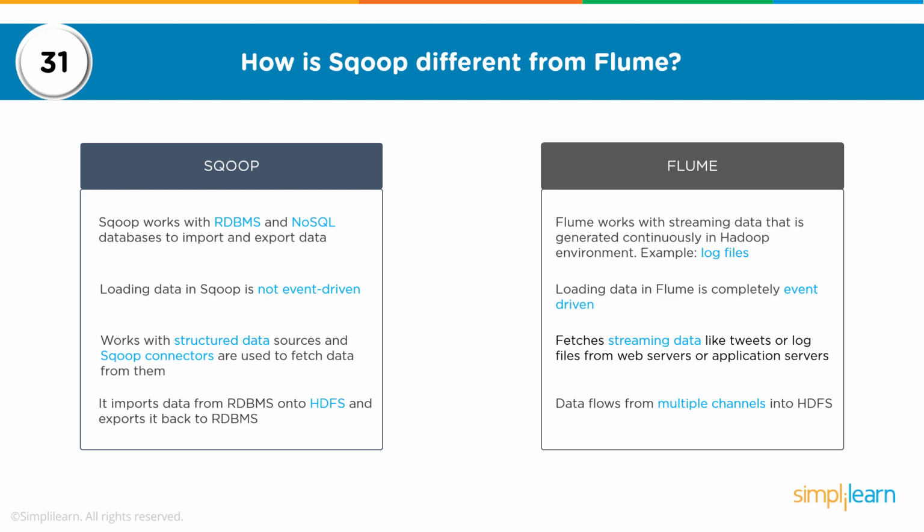Sqoop works with structured data sources, and you have various Sqoop connectors which are used to fetch data from external data structures or RDBMS. So for every RDBMS such as MySQL, Oracle, DB2, Microsoft SQL Server, you have different connectors which are available. Flume works on fetching streaming data such as tweets or log files or server metrics from your different sources where the data is getting generated.